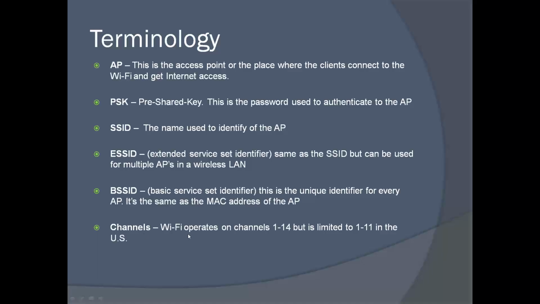Channels: Wi-Fi operates on channels 1 through 14, but it's limited to 1 through 11 in the US. Now, depending upon what country you're in, yours may be different. Most of the APs, all of the APs and the Wi-Fi adapters in the US are limited to 1 through 11 by law, right? But in other countries, there's 12, 13, and 14 that are also available.